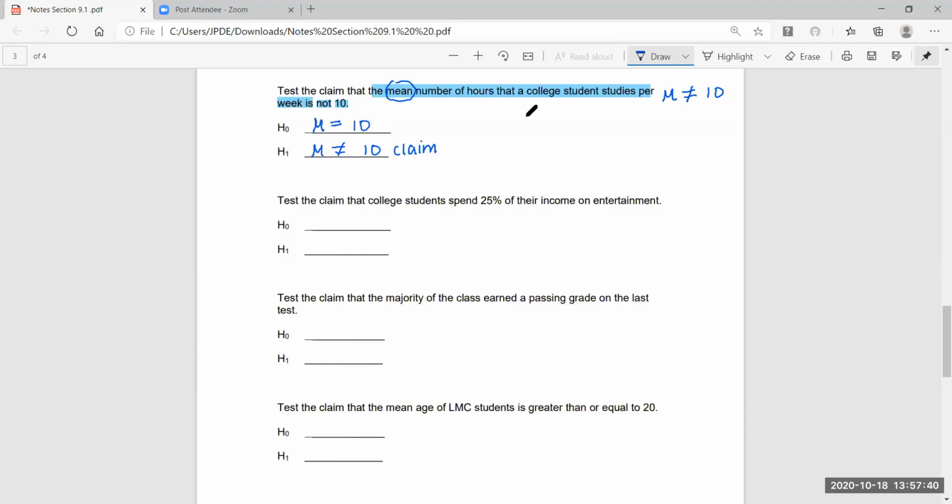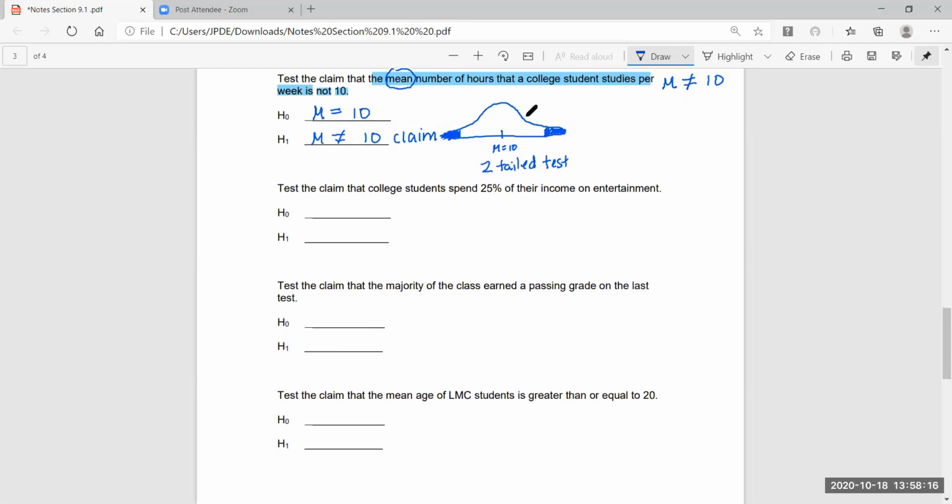Again, to draw our critical region, we have our normal distribution. I would think of equal to 10 in the middle. If it's not equal to 10, it could be higher or it could be lower. You have two sections for your critical region. It's a two-tailed test. And again, these are your critical regions, that shaded part. Okay, next example.